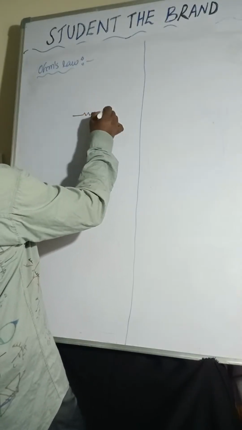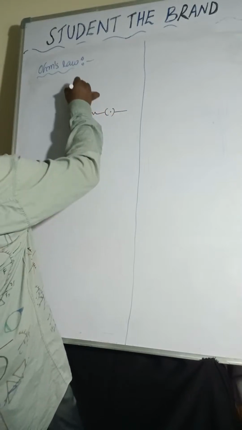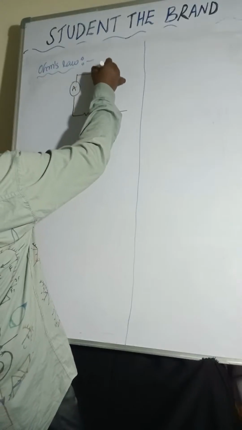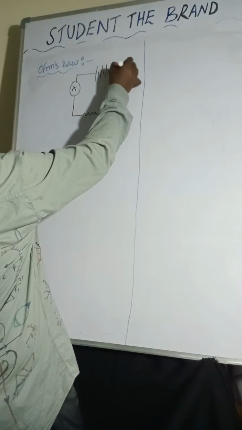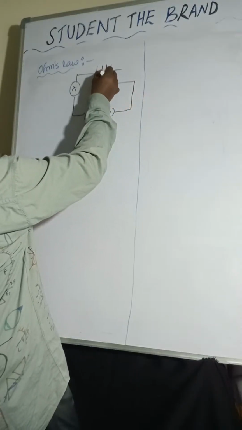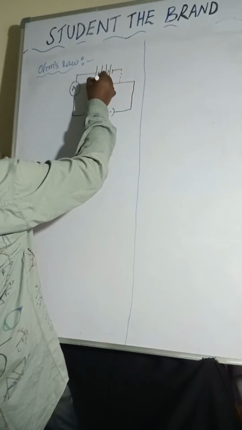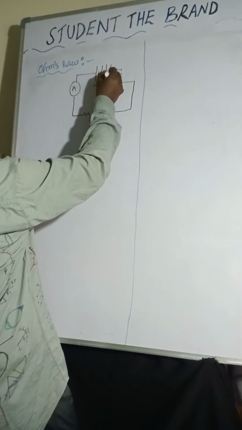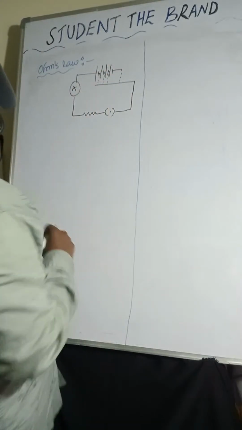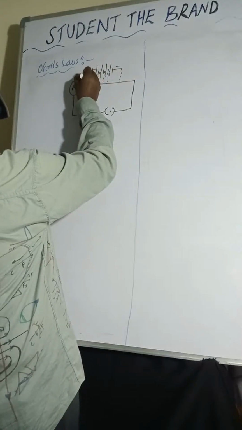Here I am taking a resistor, a switch, and an ammeter, and here I am taking the battery, with positive terminal and negative terminal. Current is flowing.